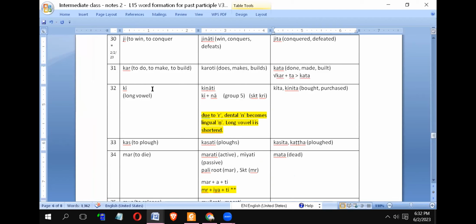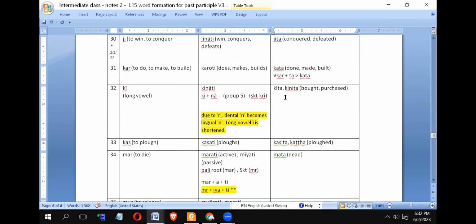Okay. Ki, this one I explained already. Ki comes from ki, long I, but when you combine, it becomes short I. So this is something special. For those special ones, you just need to mark it yellow so you can remember, right? So due to R, dental N becomes N dot. You can see N here changes to N dot here, and then the long vowel is shortened.